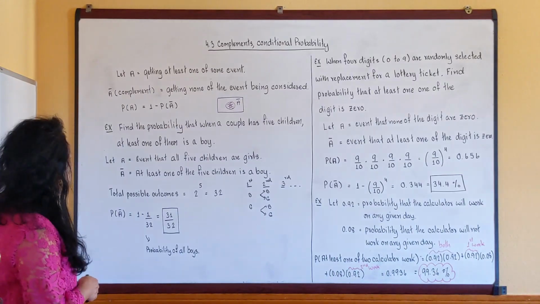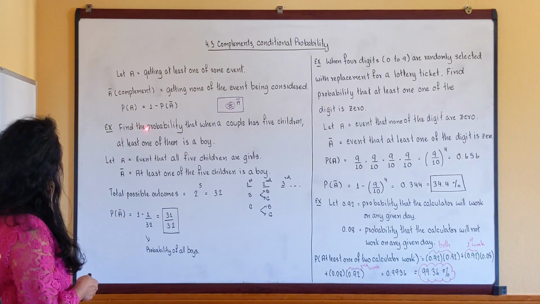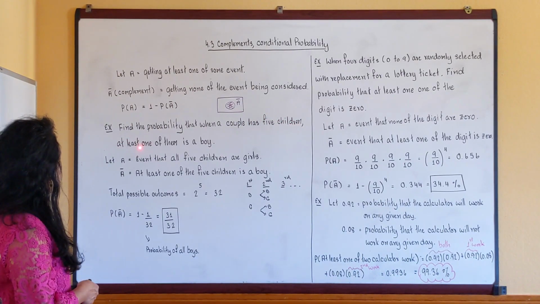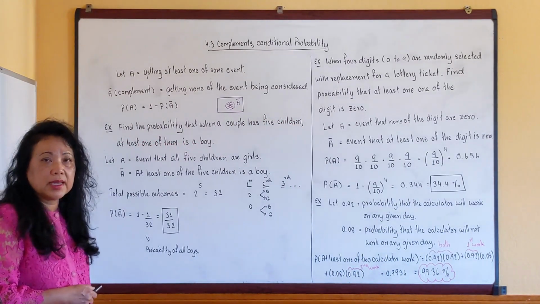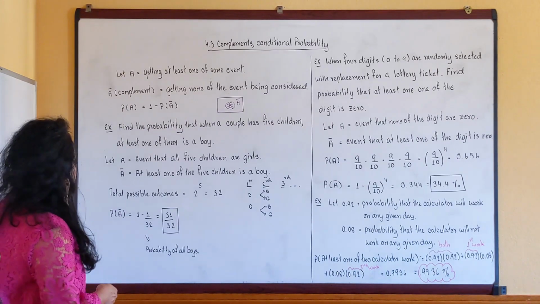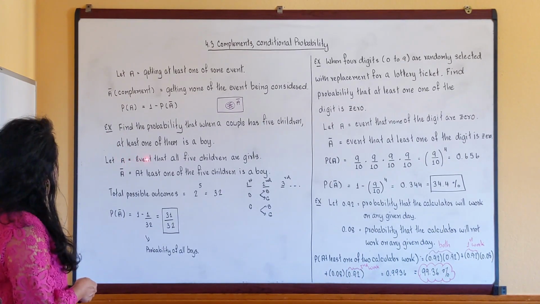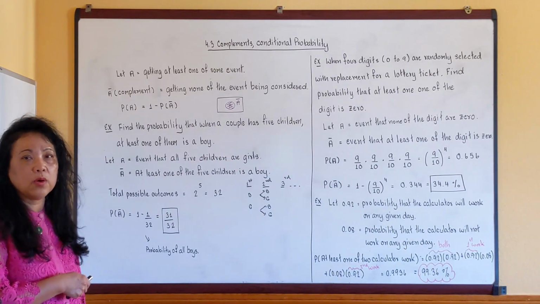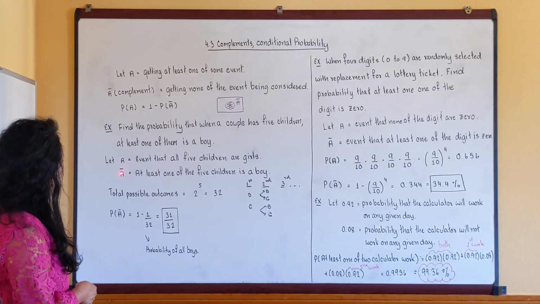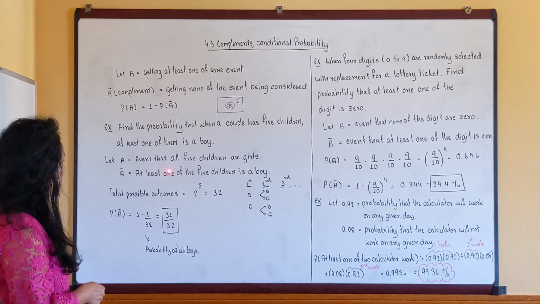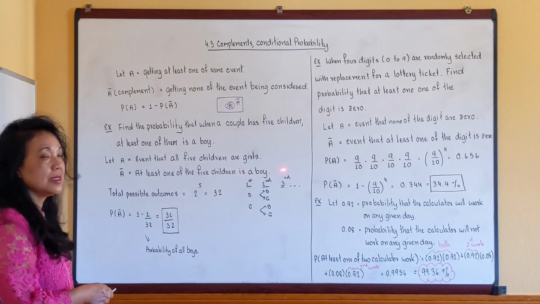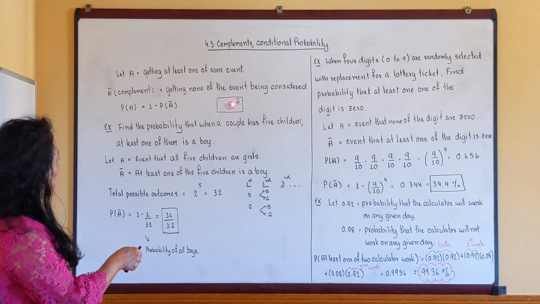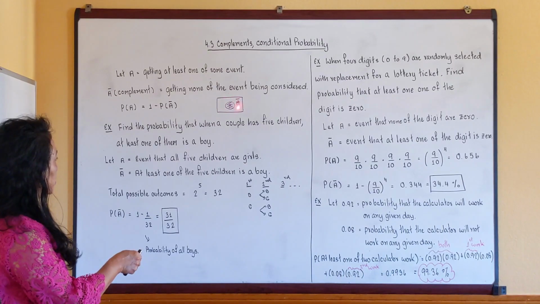So let's look at the first example. Find the probability that when a couple have 5 children, at least one of them is a boy. So let A be the event that all 5 children are girls. If A is all 5 children are girls, the complement will be at least one of the 5 children is a boy. Think of A as the event here and the complement of A is not A, or outside of A.